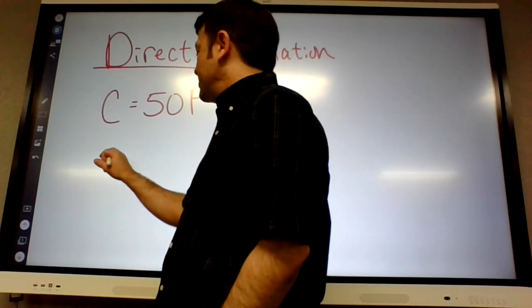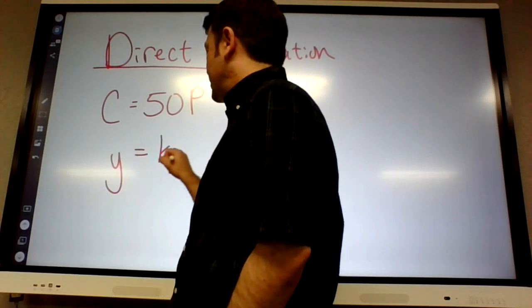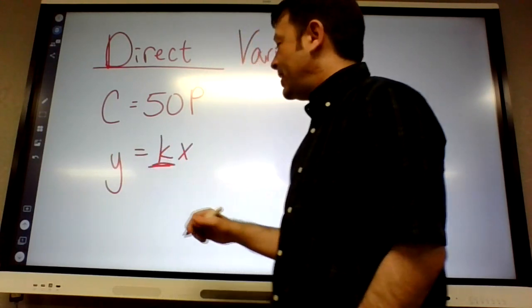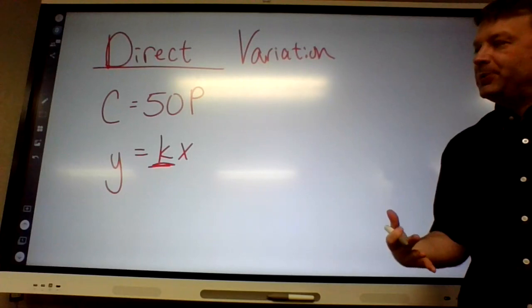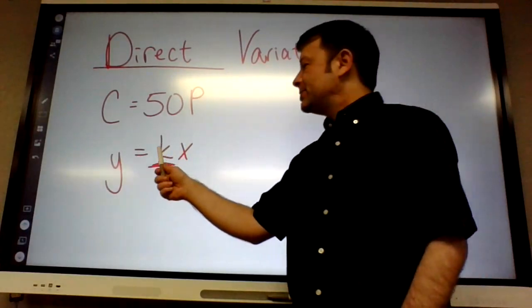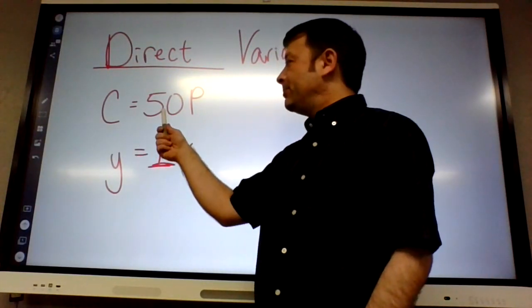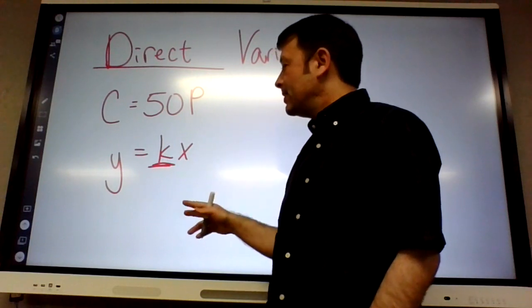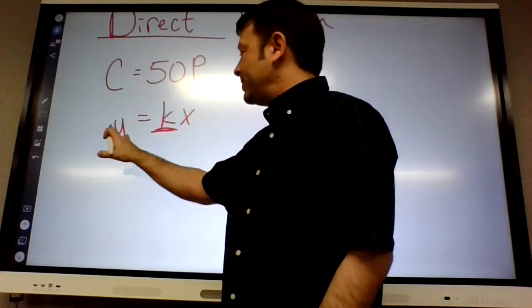So the general formula is just y equals kx, but the k is a constant. It just depends on what the problem is. Some number is going to go in for that. Like in my example, it was 50 up here. Okay, but they could look different.